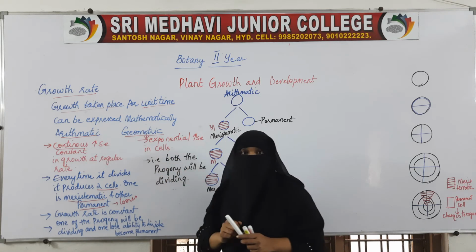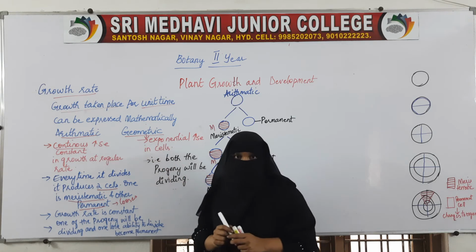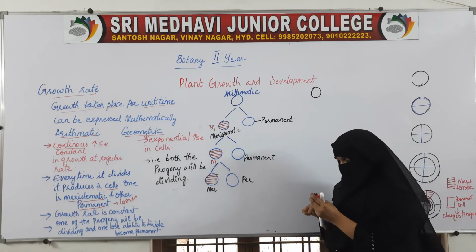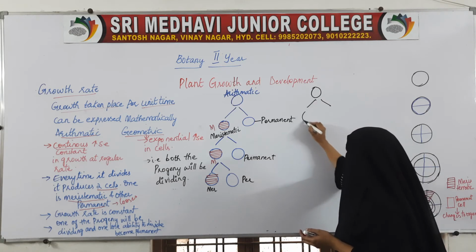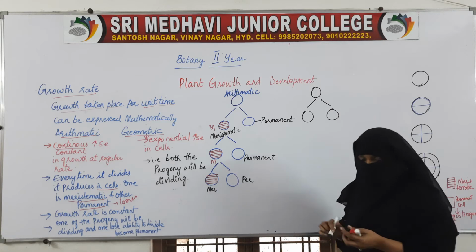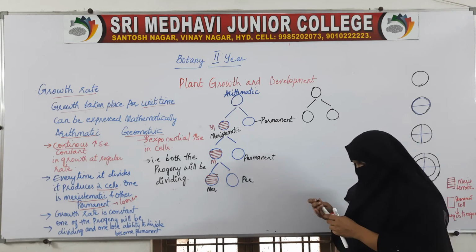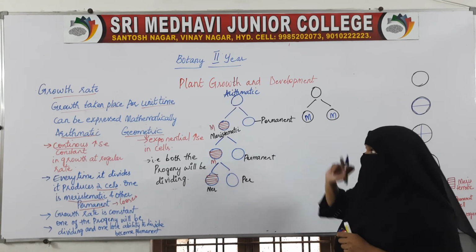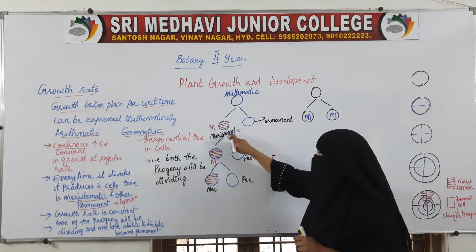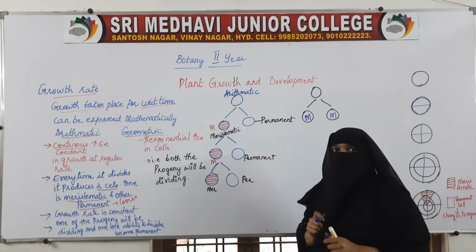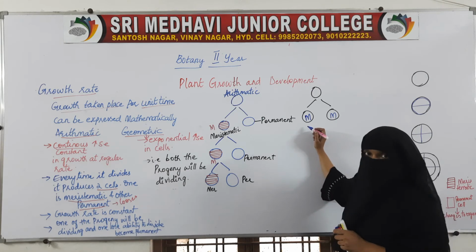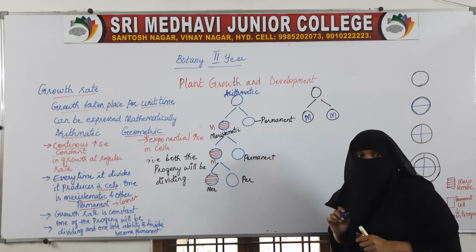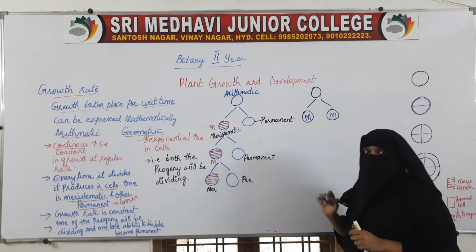Now coming to the second type of growth, that is geometric growth. Here, every time it divides, for example, this is a cell. When it divides, it produces two new cells, two progeny cells. Here both of the progeny cells are meristematic. In arithmetic, one progeny was meristematic and one progeny was permanent. But in this geometric growth, when the cell divides, both the progenies will be meristematic.